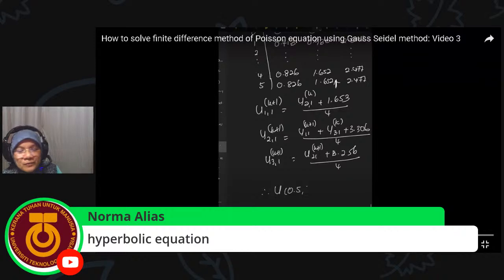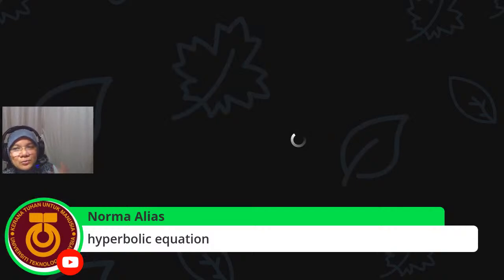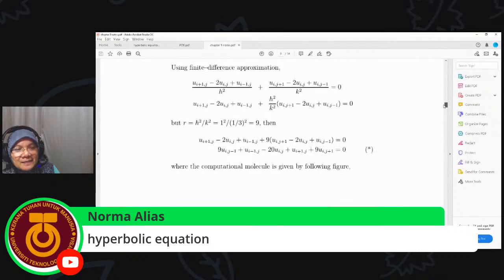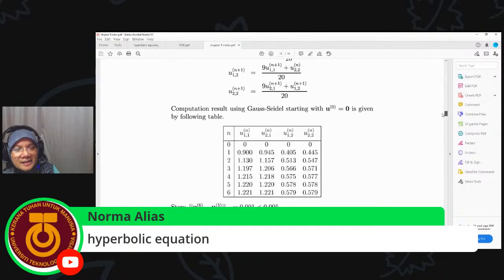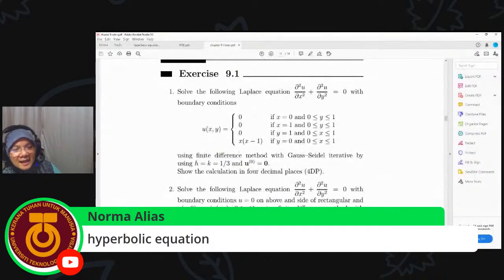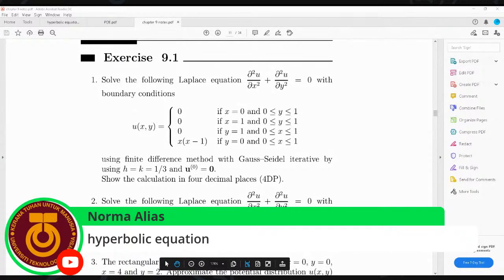Before we go to the hyperbolic equation, I would like to go to chapter 9 and look at the exercises, just to recognize which is elliptic and which is hyperbolic. Stop sharing. So the question here, exercise 9.1. I focus on question 9.1.